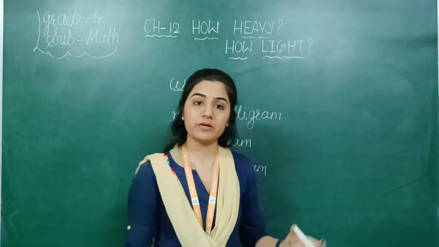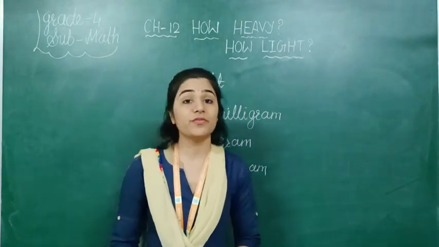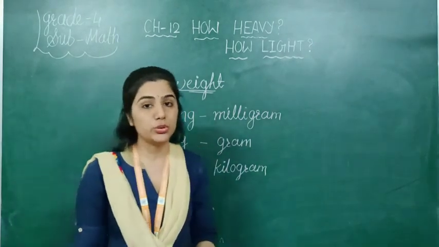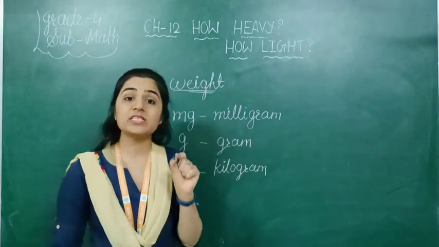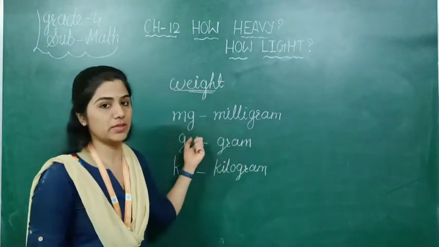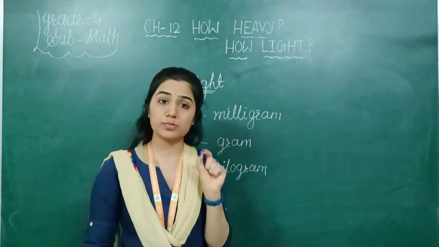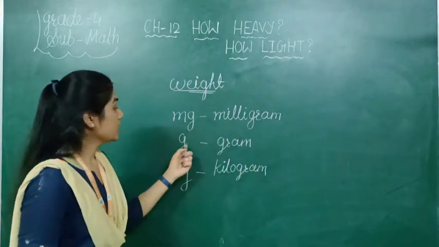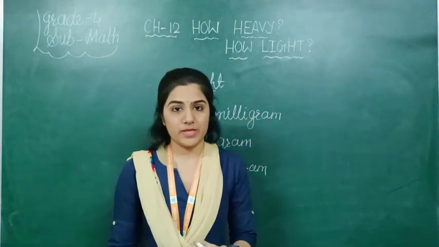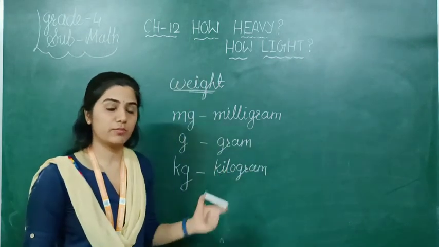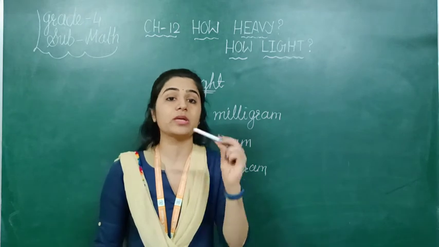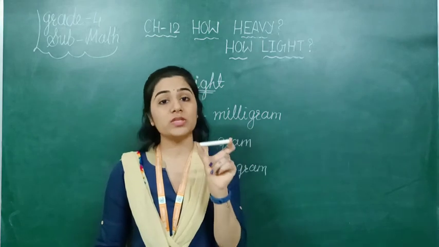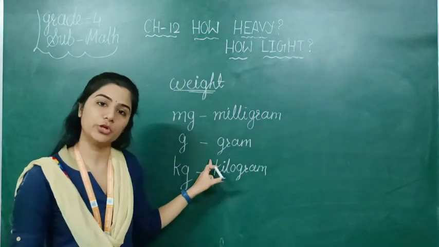Now what is the difference between these three units? Milligram is a very small unit, because for a very small quantity we use milligram. Gram is used for lightweight objects. Suppose I am talking about this chalk. This chalk is a little bit light in weight, so for this chalk we will use the gram unit.